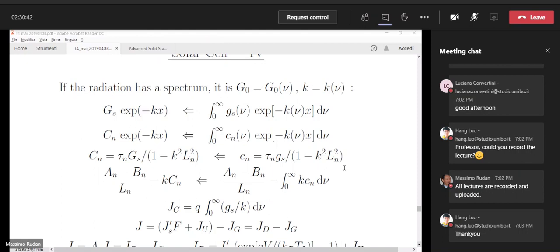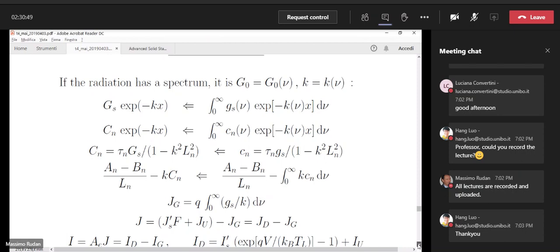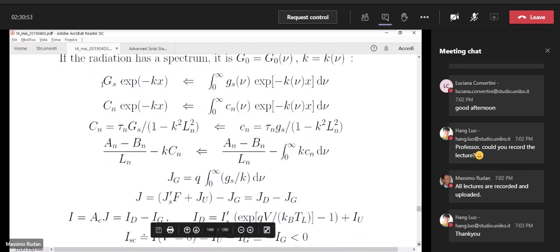There are very few differences. That is, instead of using capital G, S, and capital C, N, we use integrals involving them. So at the very end, the current density of the generator due to the optical generation is, instead of being Q capital G S over K, Q times the integral of small g S over K integrated over the frequency. All the rest stays the same.